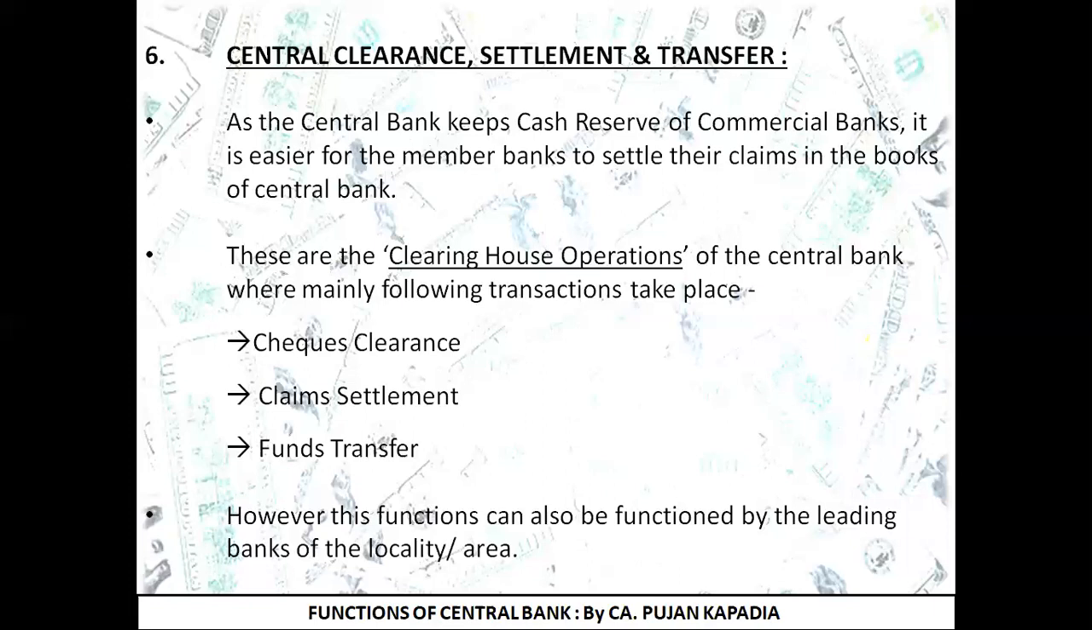However, we should also know that these functions can also be performed by the leading bank of the locality or the area. For example, I feel that in a particular city, SBI, that is State Bank of India, is the leading bank. So what SBI can do is, on behalf of the central bank, do all the clearing house operations in its own name. So it is not necessary that only the central bank has the power to do clearing house operations. Any other commercial bank or scheduled bank can also do this if it is the leading banker in that particular area or locality. I hope I am clear with this particular point.